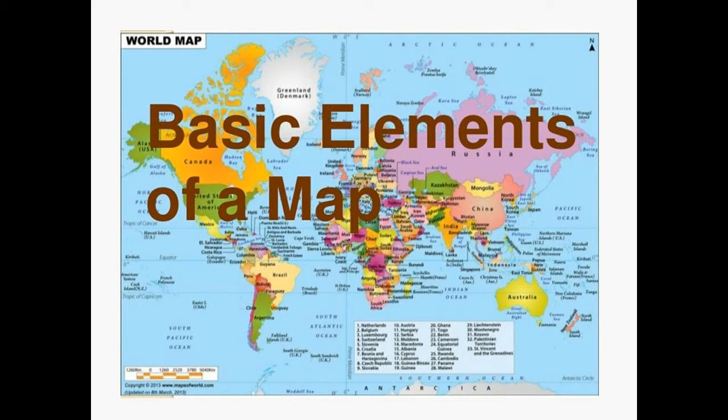Chapter 2, Basic Elements of a Map. As in the previous video, we have discussed that there are 5 basic elements of a map. Those are title, direction, scale, colors and symbols, and grid. About the title, scale, direction, color and symbols we have discussed in the previous video. In this video, we are going to talk about the fifth element of a map, that is the grid system.